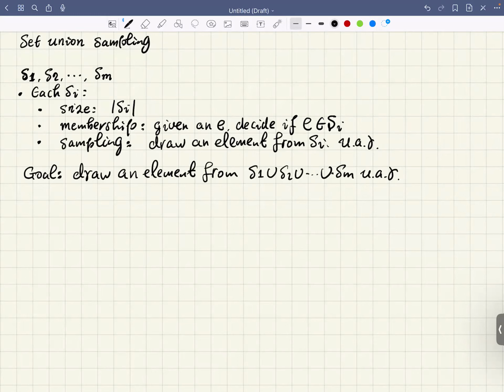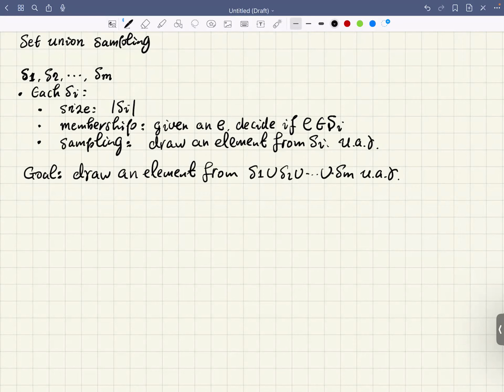So with only the size and the sampling operations, you will be able to take a sample from the union in how much time? In M time, right? The time is dominated by the time of building this alias method. By the way, if you want to do better than M time, that would not be possible. Why? Because in any case, you will have to at least take a look at each set.